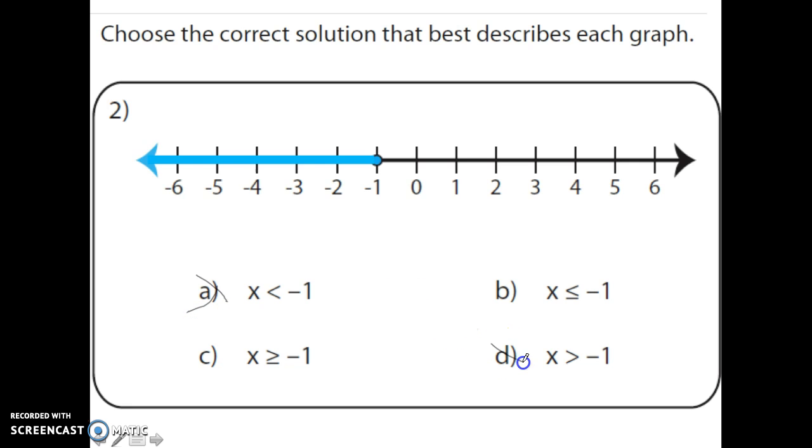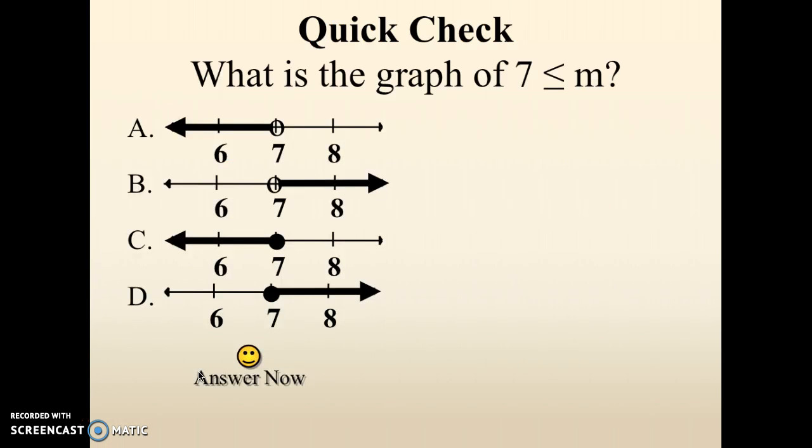Well, the reason it's not A or D is because they both use the less than or greater than, not or equals to. This is a closed dot, so we can't have a greater than or less than without the or equals to. Now it's pointing to the left, which means the answer is B. That's the less than or equal to. So quick check, which graph is of 7 is less than M, or equal to M?